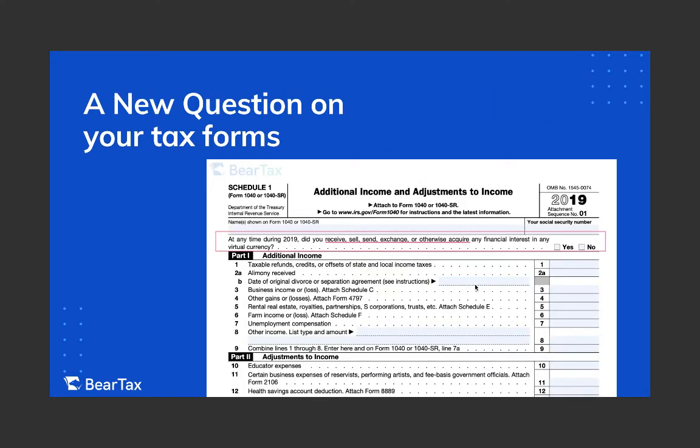The most significant improvement this year is on the tax forms. For everyone who files their taxes, there is a question on the tax form that says, at any time during 2019 did you receive, sell, send, exchange, or otherwise acquire any financial interest in any virtual currency?